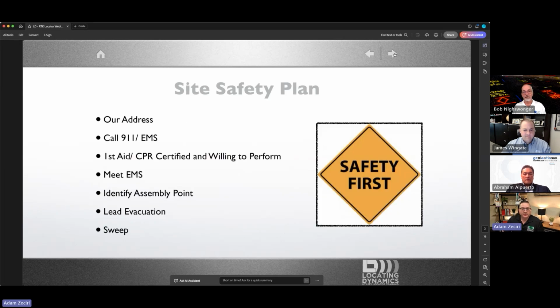Before we begin, just take a few minutes to be aware of your surroundings. Site safety is important for everything we do. That's really why we locate. That's the whole point of damage prevention in general. So if you're working from home, be aware of your fire extinguisher, first aid kit, things like that. If you're working from an office, always be aware of your site safety plan.